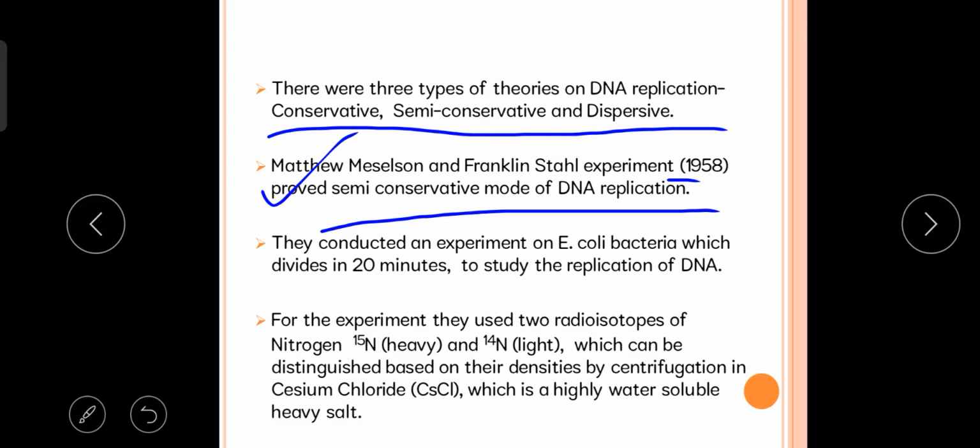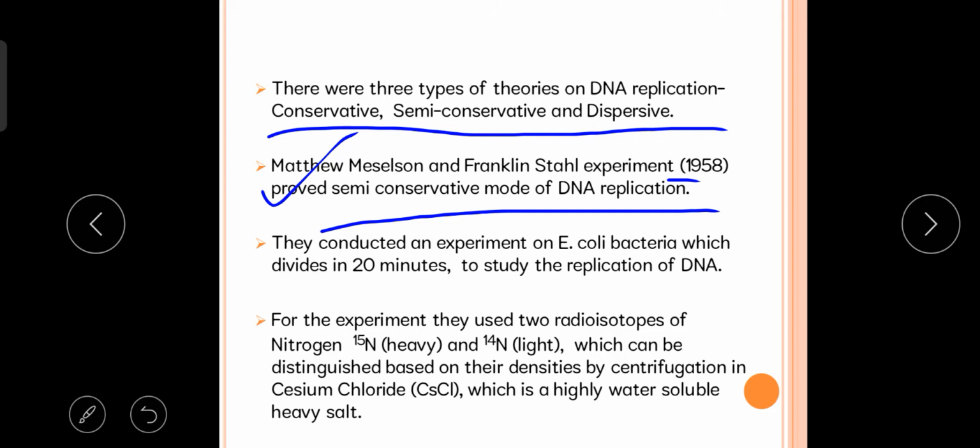In the semi-conservative mode of DNA replication, always two daughter DNA molecules are produced from the parent DNA molecule, and each daughter molecule consists of one old strand, that means one parent strand, and one newly synthesized strand. This is called the semi-conservative mode of DNA replication, and this mode was proved by the experiment performed by Meselson and Stahl.